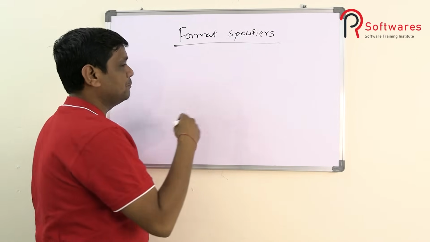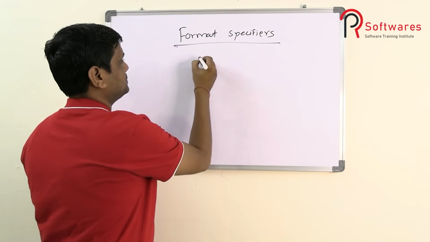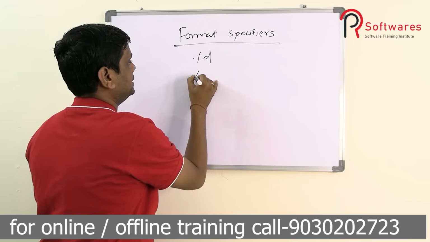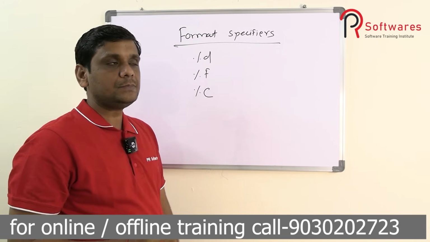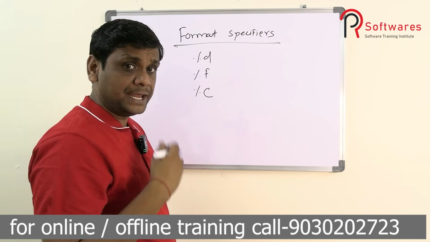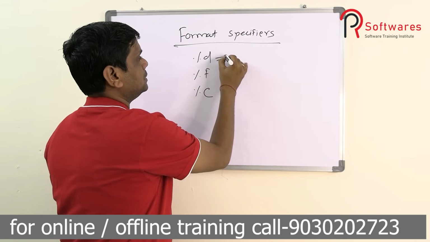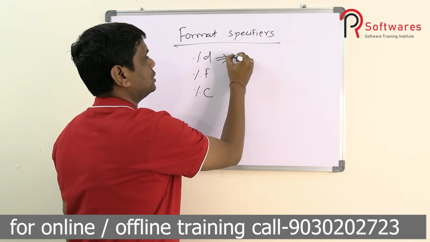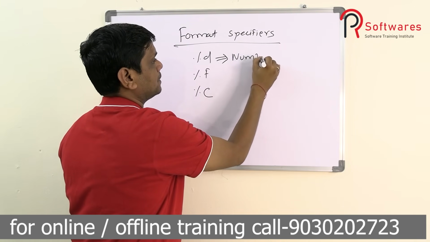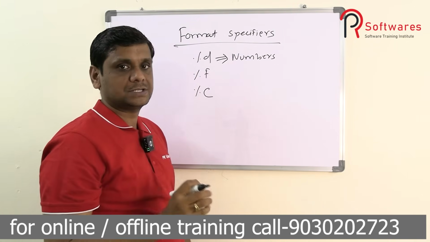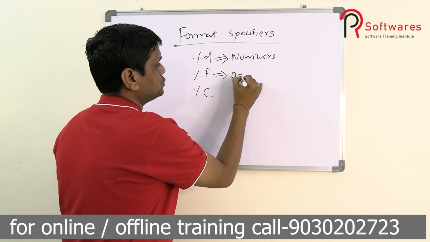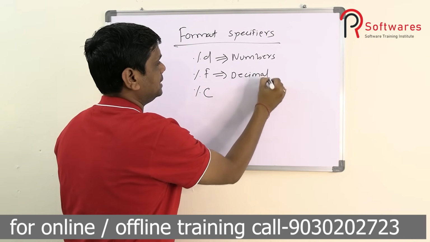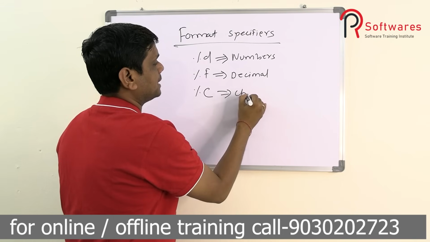Basically, we are majorly discussing three format specifiers here. That is percent d, percent f, and percent c. Whenever you want to print any number on the screen, you will use percent d. This is for numbers, I will say, only whole numbers, with no decimal values. If you want decimal values, then you should use percent f. And this is for characters.